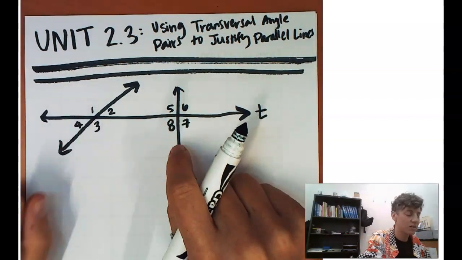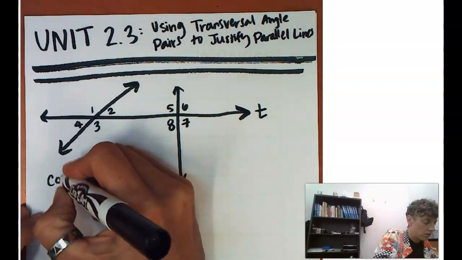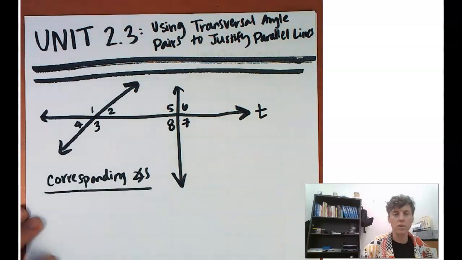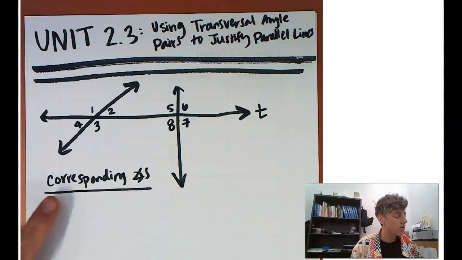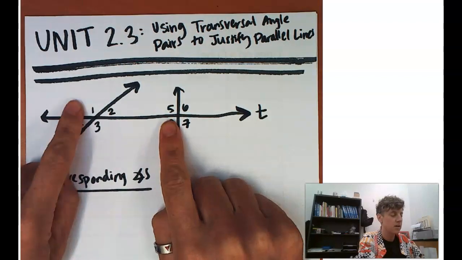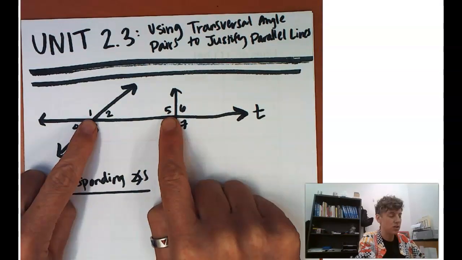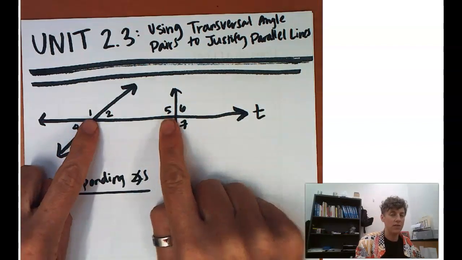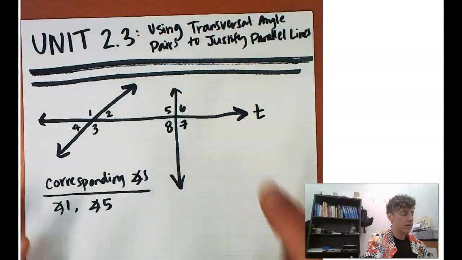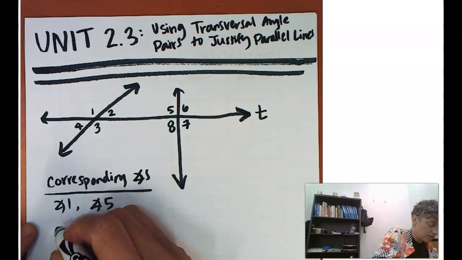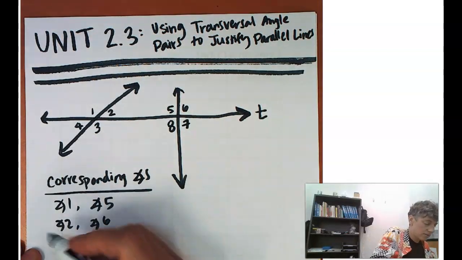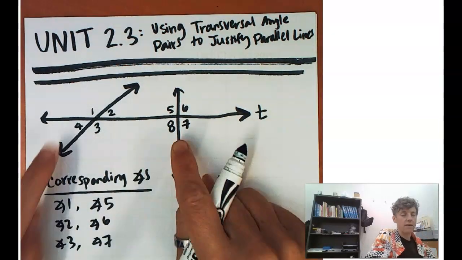So we've got corresponding angles. Corresponding angles, right? That was one of our transversal angle pairs. Those were the angles that are in the same position in each of these groups of 4. So the top left position of each group of 4, angle 1 and angle 5, those are corresponding angles. Angle 1, angle 5. We've got the top rights, 2 and 6, angle 2, angle 6. The bottom rights, 3 and 7, and 4 and 8.